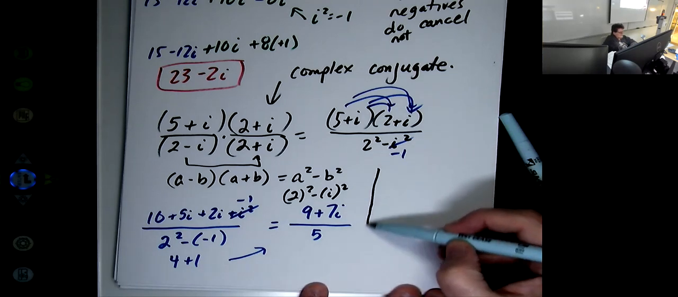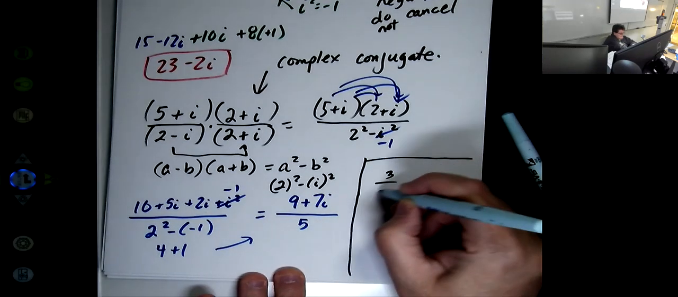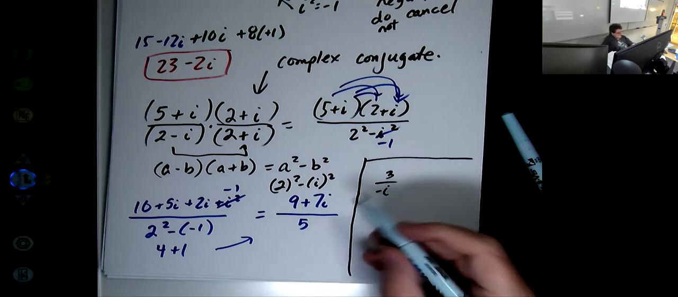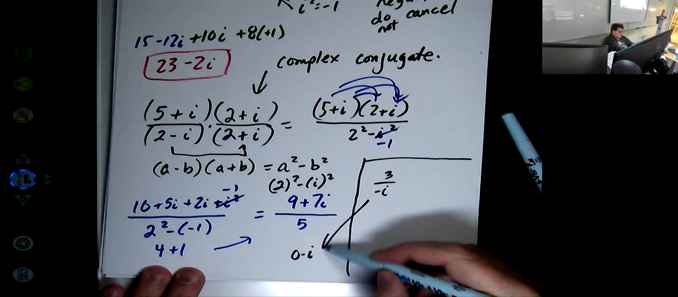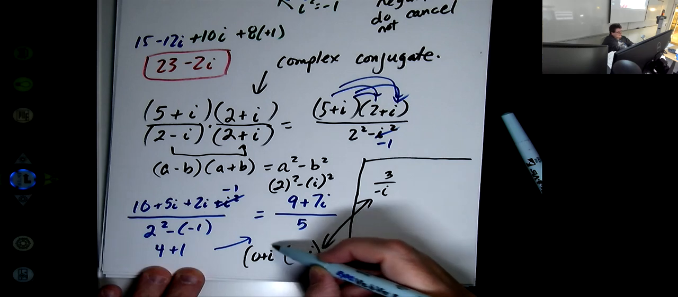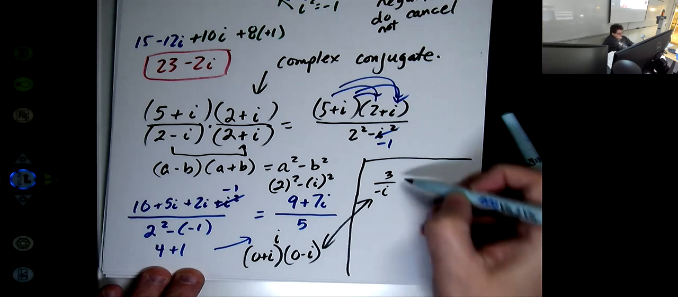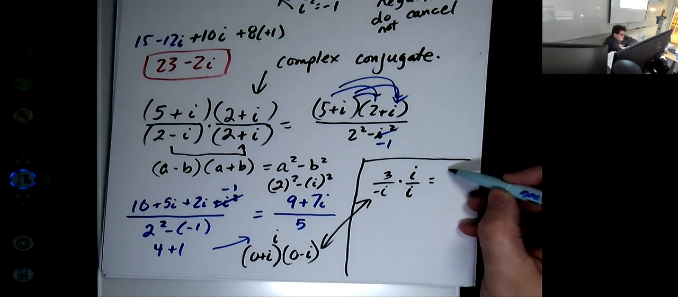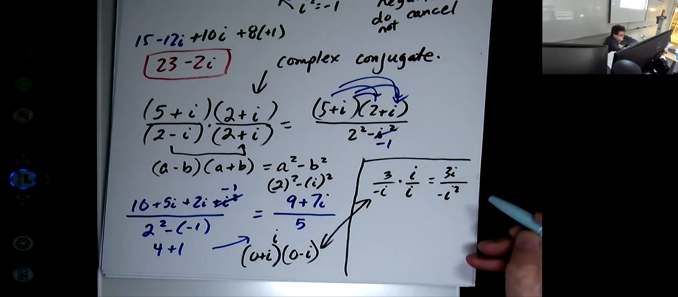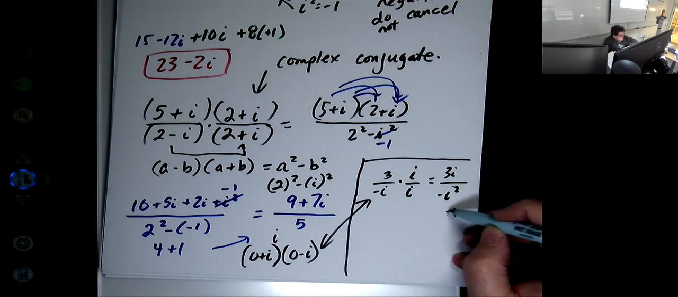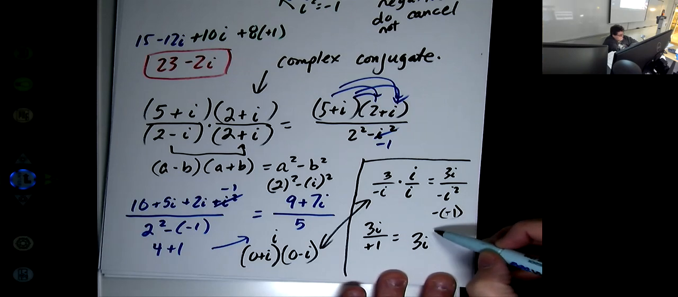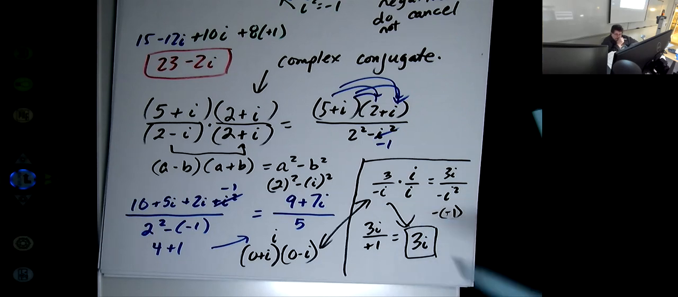One last little one in that line of thinking. If I have 3 over negative i, that's kind of like 0 minus i. And the complex conjugate of that would be 0 plus i. Or just i. So here we can multiply both sides by i over i. I get 3i on top. Negative i squared on bottom. The i squared turns into a -1. So I've got 3i over -1 is +1. So the answer is just 3i. So if it's not in a complete complex number form, like you don't see a real number, don't let it throw you off.